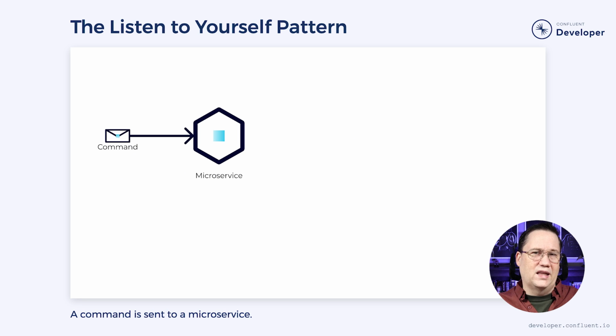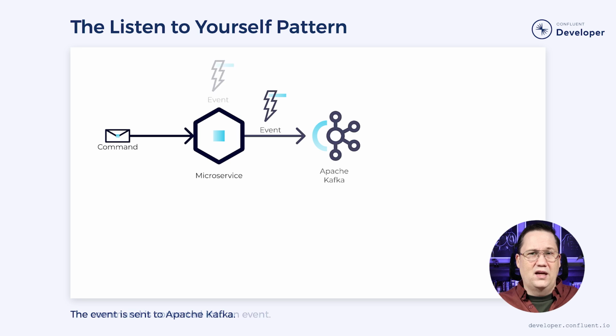This is where the listen to yourself pattern can help. Rather than performing all of the update logic while the user waits, we can defer it. Instead, when we receive the command from the user, we convert it to an event and then emit the event to Kafka. Once the event is in Kafka, it's safe and we can respond to the user.